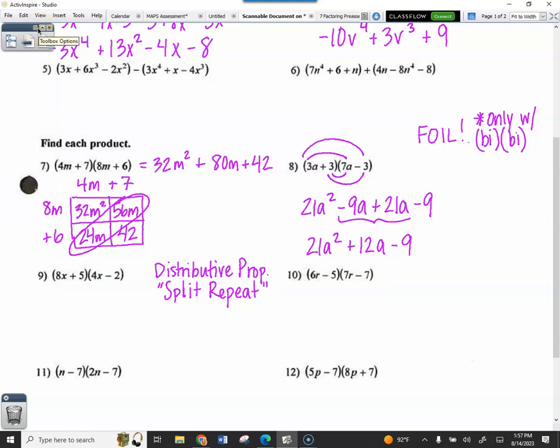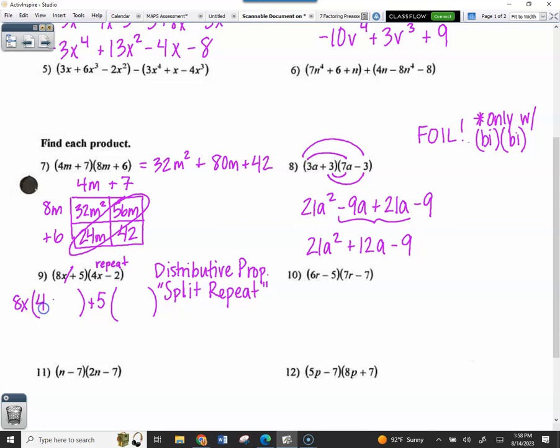So, and remember, it works when we get to the binomial times the trinomial. Split repeat. You're going to take the first set of parentheses, and you're going to split them apart by the terms. So we have 8x, beep, plus 5, beep, and that's where you see the beat comes in. So the beat is where you repeat the second set of parentheses. This is what repeats.